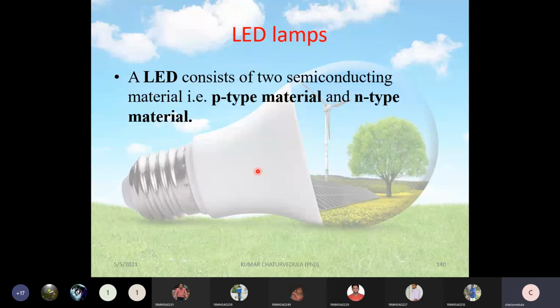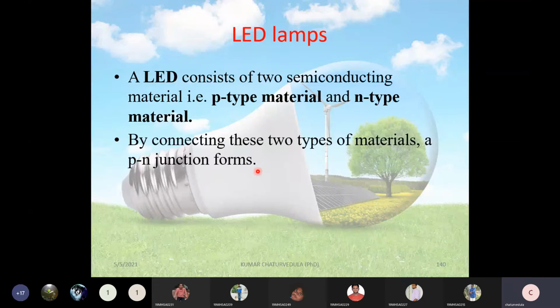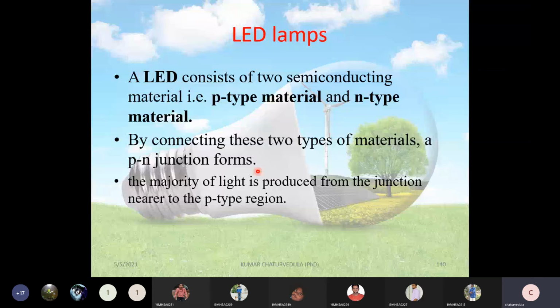An LED lamp consists of two semiconducting materials. One is P-type material, the other one is N-type material. By connecting P-type material and N-type material, a PN junction is formed. So the conduction, the transfer of electrons or holes, is the main reason for the generation of light in LED lamps.